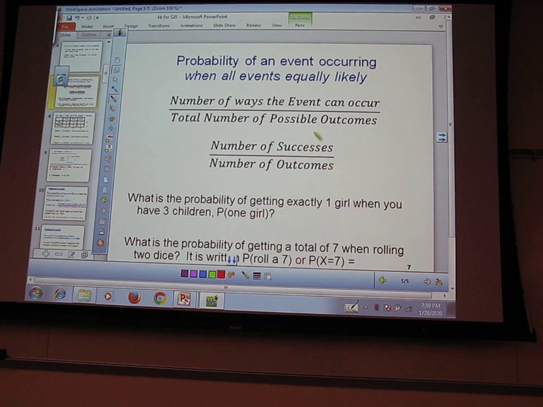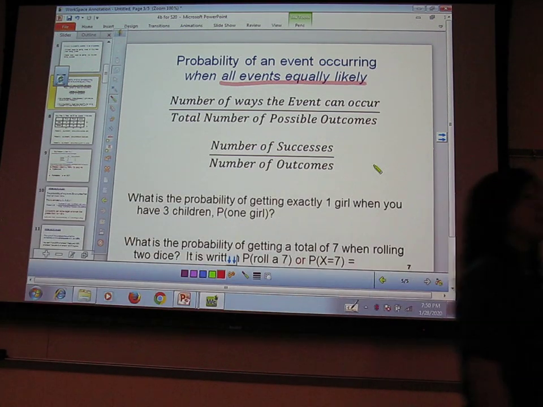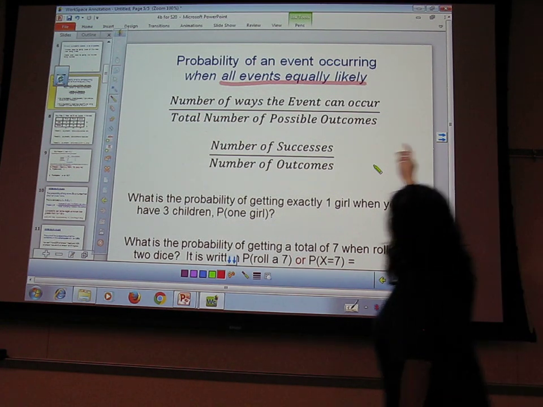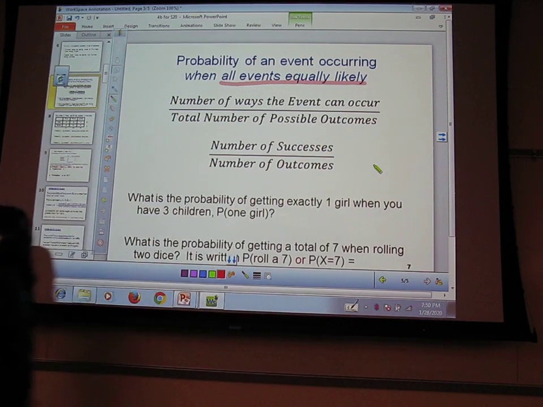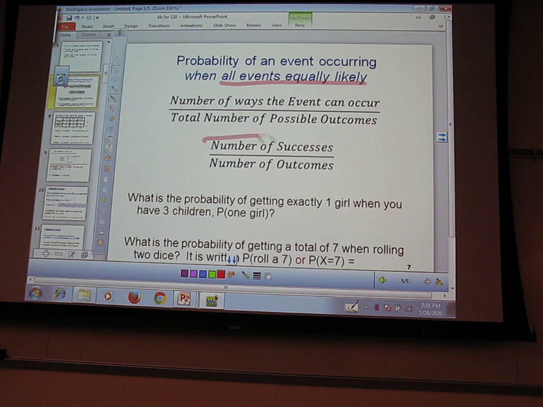Probability of an event occurring when all events are equally likely. Don't forget that part. Because remember, just because there's only 2 outcomes does not mean there's a 50% chance. I try out for the 49ers, I make the team or I don't. That does not mean I have a 50% chance of making the 49ers, right? Those events are not equally likely. So when all events are equally likely, then the way to find the probability is the number of successes divided by the number of outcomes.